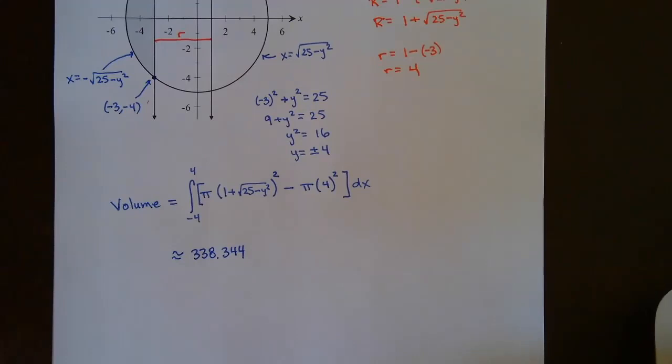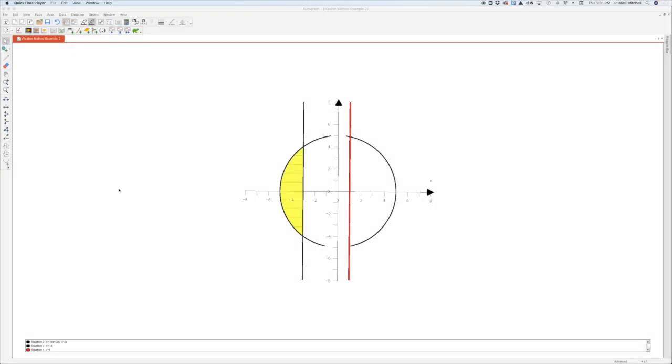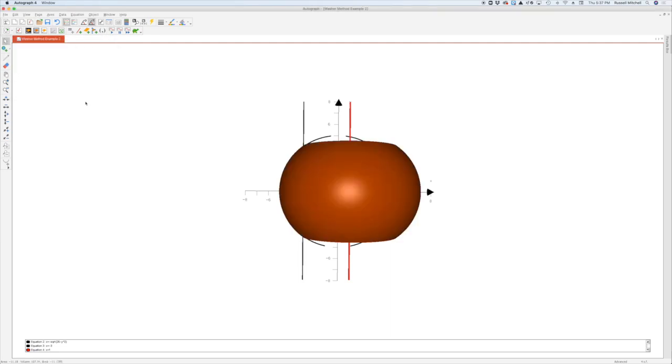Okay. All right, guys, I'm going to show you this on my other program real quick, just to show you the volume of it, and we'll be done with this one. Okay, so here's the same graph, just on a program, all right? And here's the area that we're talking about, and we're going to rotate it around this line right here. So I'm going to create volume, and we're going to rotate it about x equals 1.